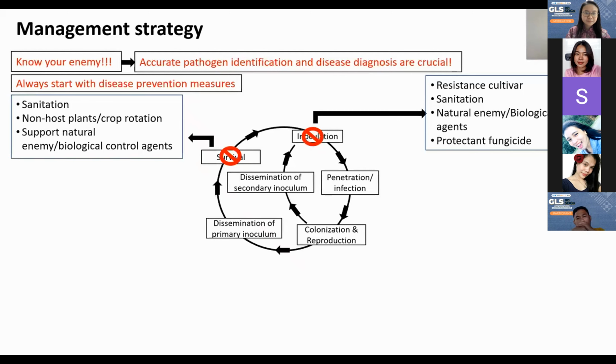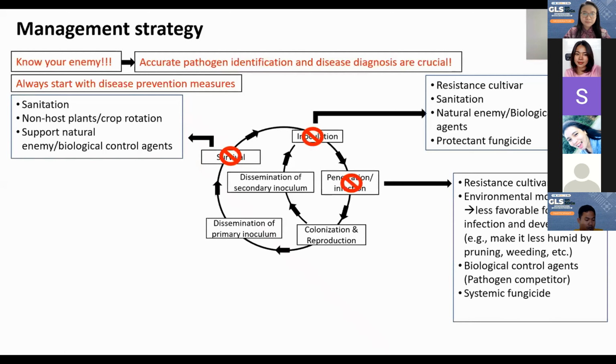Okay. Also here in the US, we have protectant fungicide. It's also commonly applied by growers. This protectant fungicide is basically fungicide that gives protection as a layer, as a wall, which can prevent pathogens from infecting the plant.